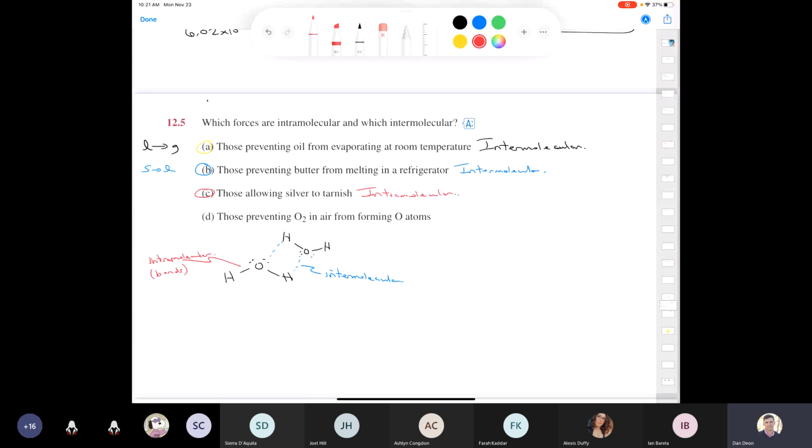And the last one is those preventing oxygen in air from forming oxygen atoms. That would also be intramolecular, because we're preventing O2 from being broken to form oxygen atoms. Right? We're preventing that from happening. You're actually breaking a bond there. Okay, let's move on from there.